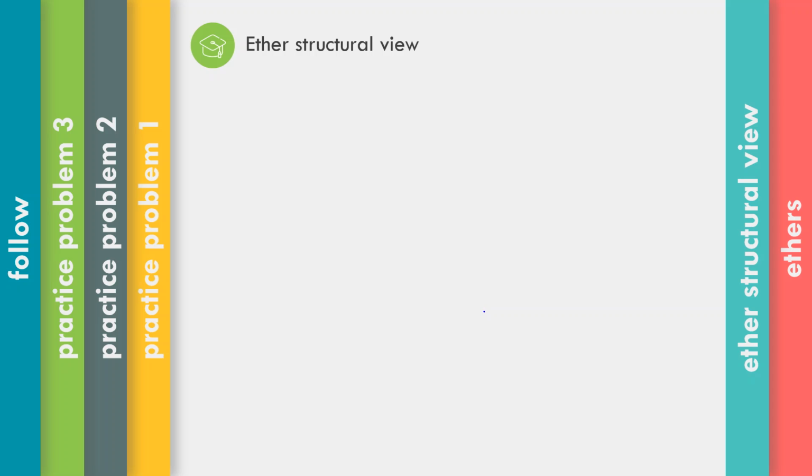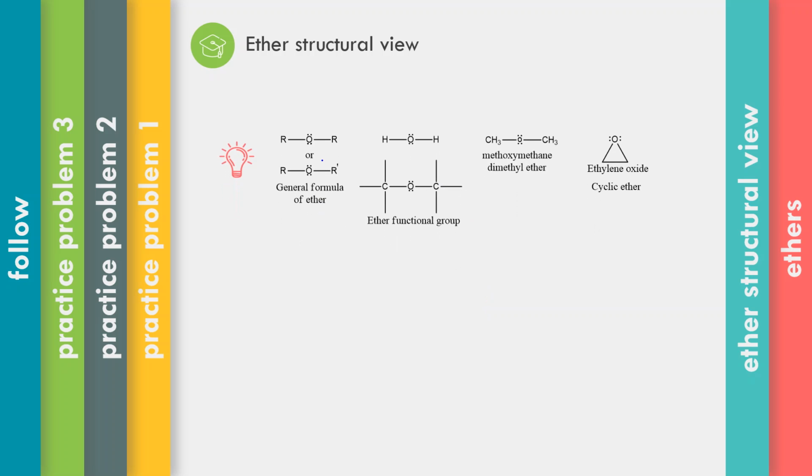Ether structural view. The general formula for ether is something we discussed. It's ROR or ROR prime. Now you can see it's a very similar structure to water. The only difference is instead of having two hydrogens on both sides, you actually have an alkyl group, a carbon chain on the left and a carbon chain on the right.